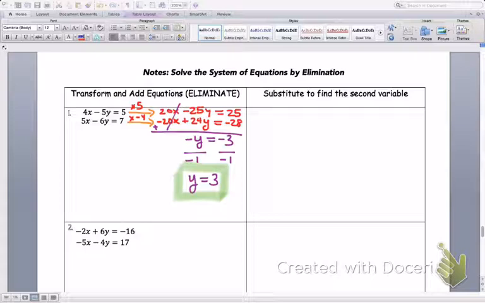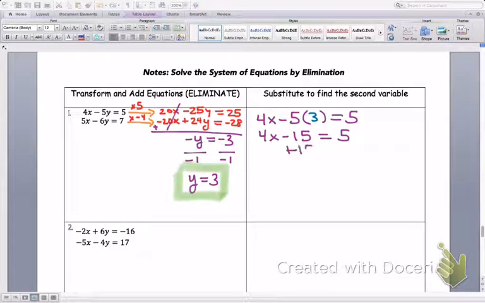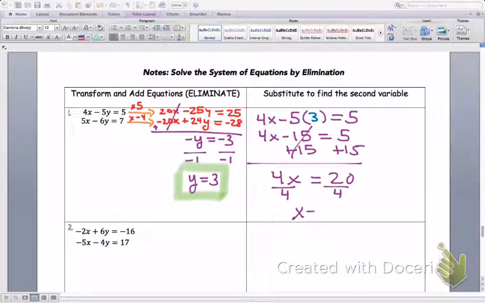Now I'm going to plug in 3 for the y value. I'm going to use the first equation. So 4x minus 5, substitute y equals 3. I'll plug in that 3 and solve for x from there. So 4x minus 15 equals 5. Again, add 15, divide by 4. I'm going to get 4x is equal to 20. These 15s cancel. And then wrap it up by dividing by 4. So x is equal to 5. So I have my solution.